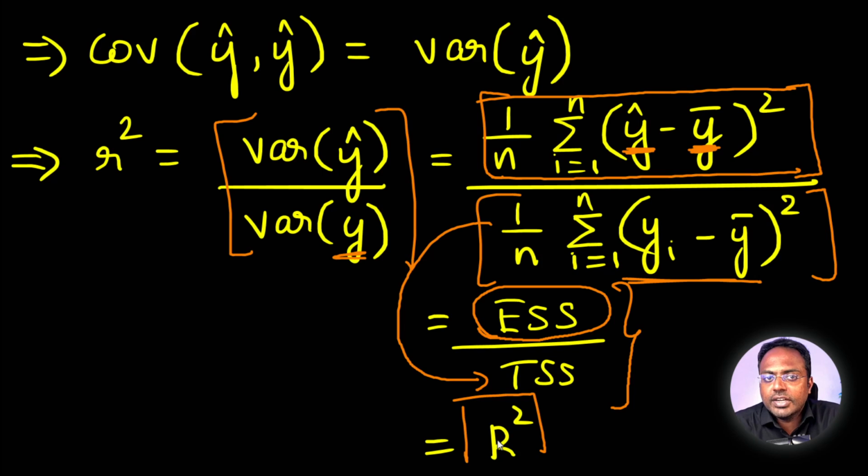So this is an interesting proof that I thought would be useful to you. The next time that you are arguing with someone that r square is nothing but the square of correlation, you can use this proof and prove it out to them.